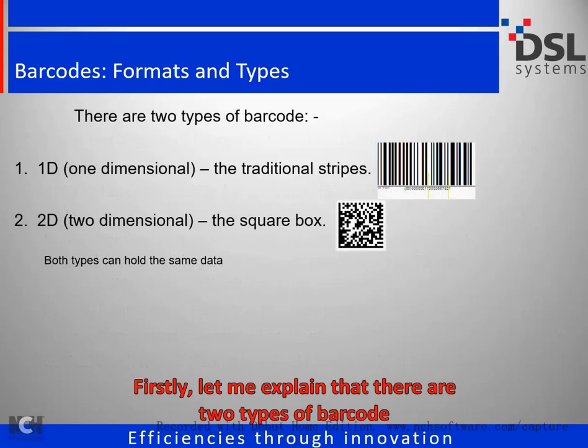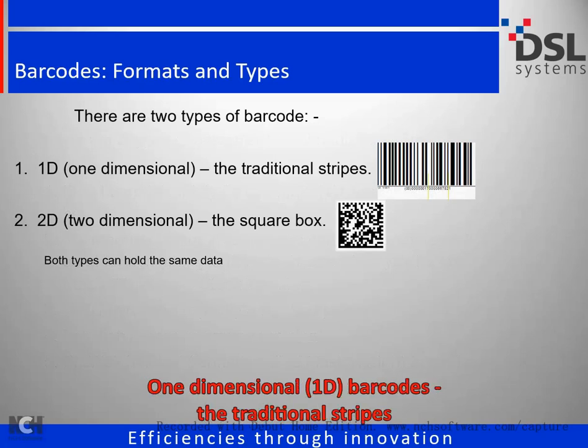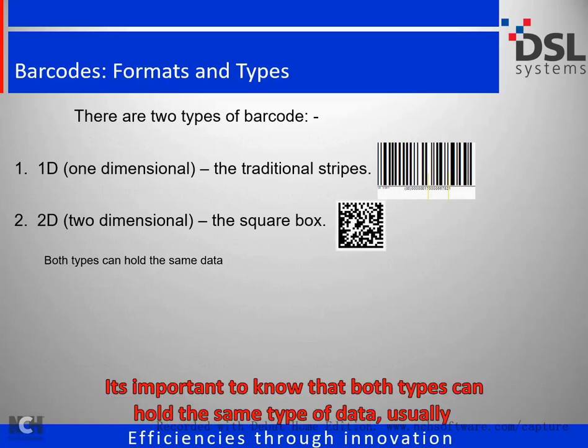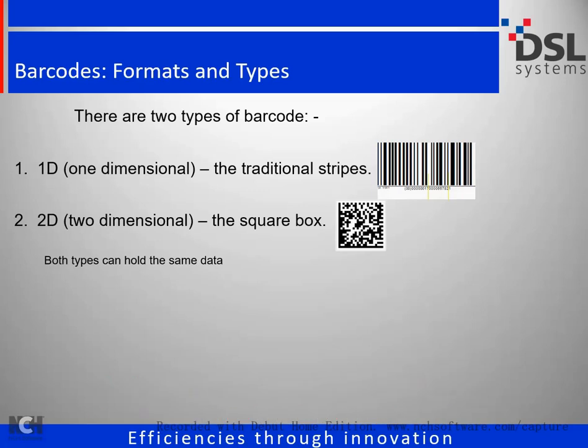So just first of all, let me explain that there are 2 types of barcode. One-dimensional barcodes, 1D barcodes, the traditional stripes, and secondly 2-dimensional barcodes, the square box. But it's important to know that both types can hold the same data, and usually from about 10 to 40 characters.